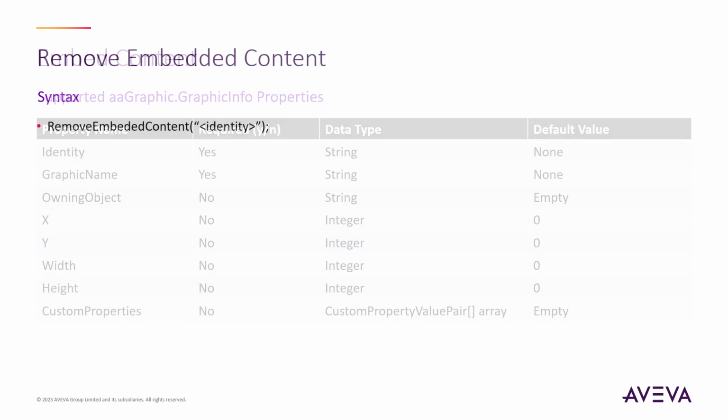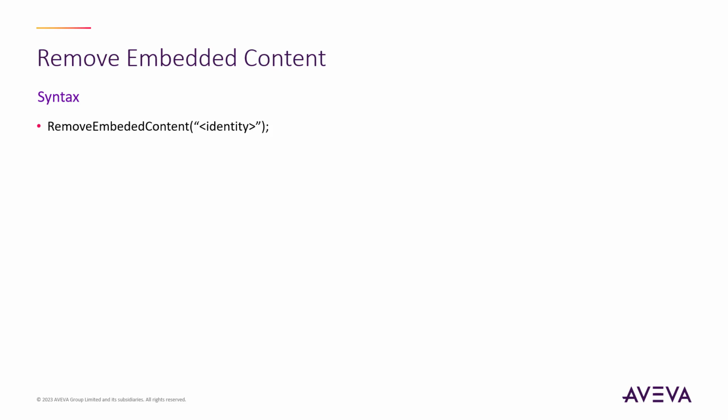The remove embedded content function is very simple. It allows you to remove the embedded graphic content that is shown by using the embed content function. To use the remove embedded content function, you need to specify the identity of the embedded graphic, and then the corresponding embedded content will be removed from the runtime. Let's see how to use the embedded content and remove embedded content functions in some examples.